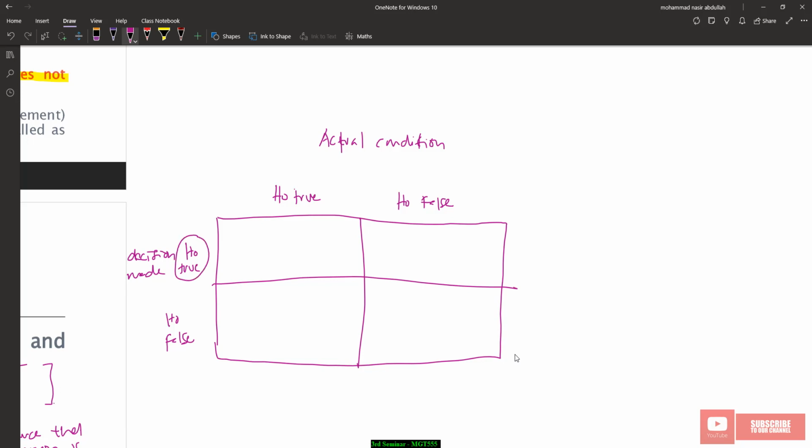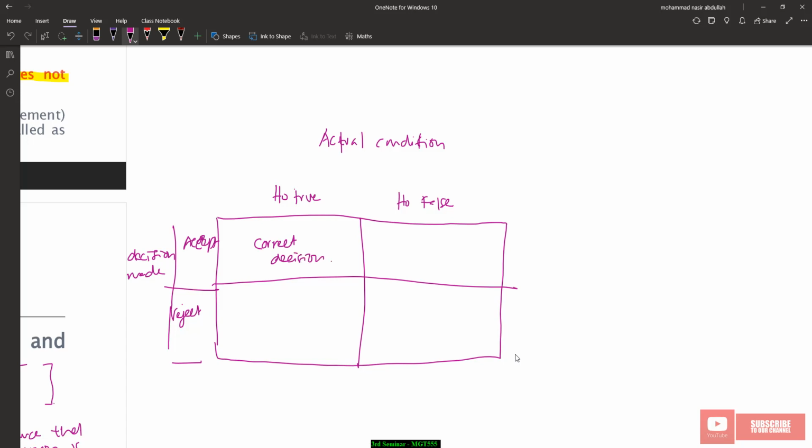maksudnya kita accept H null. So let's say kita tulis accept and reject. Right? Kita accept H null. When H null is true, maksudnya kalau kita buat keputusan, kita menerima null hypothesis dan actual condition, hypothesis itu betul. So this is a correct decision.